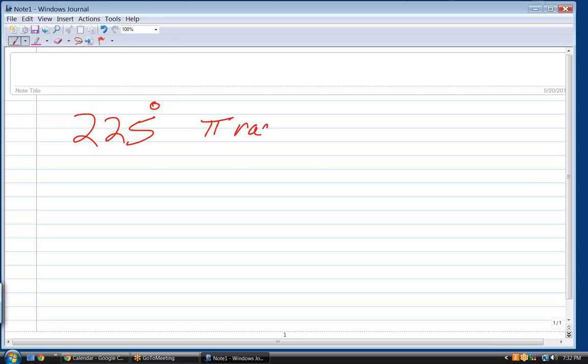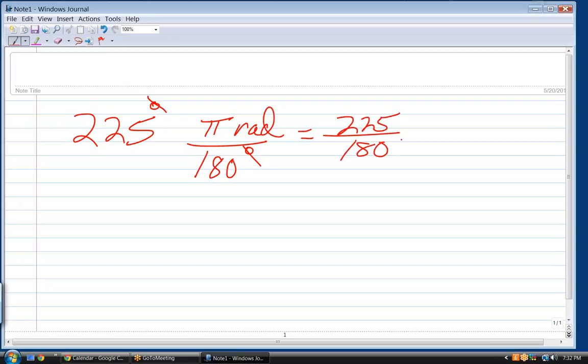Really, it's pi radians over 180 degrees. That's if you're going from degrees to radians, because you want to lose the degrees and end up with radians. The degrees cancel and you end up with radians. So the answer is 225 over 180 pi.